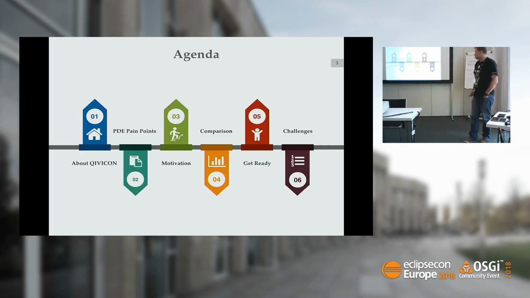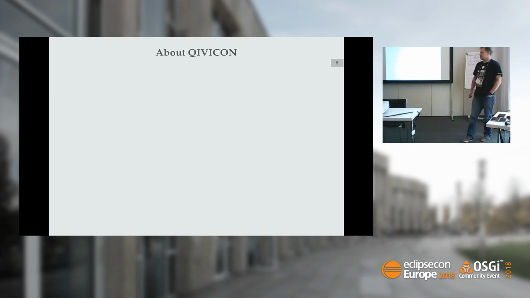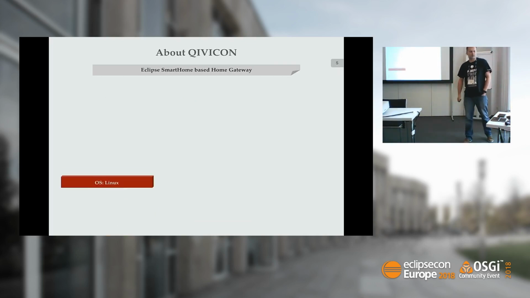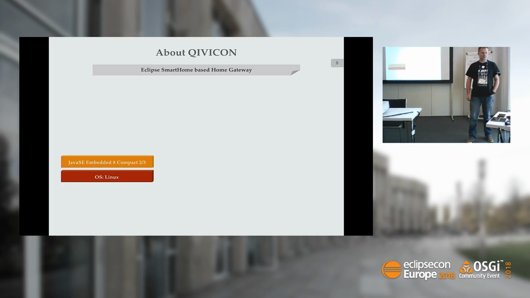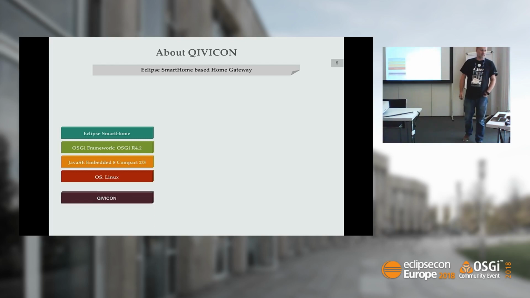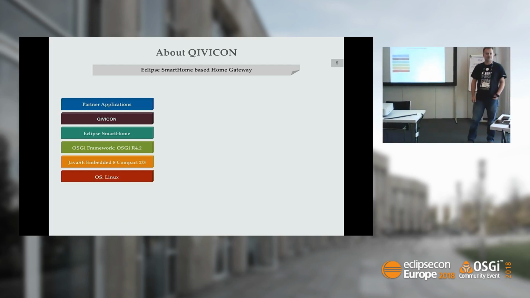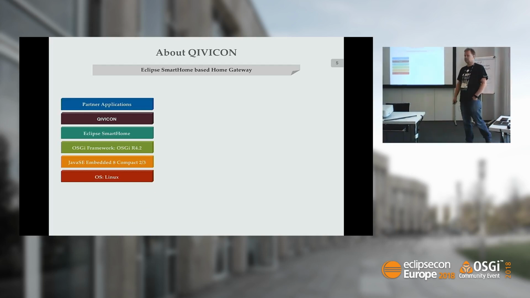Just some introduction words. What is QIVICON? QIVICON is a general product we developed at Deutsche Telekom for the smart home space. We started to ship the product in 2013, so it's 5 years ago now. It's based, like a lot of other smart home gateways, typically on Linux as the OS. We're running Java SE Embedded in an optimized version.